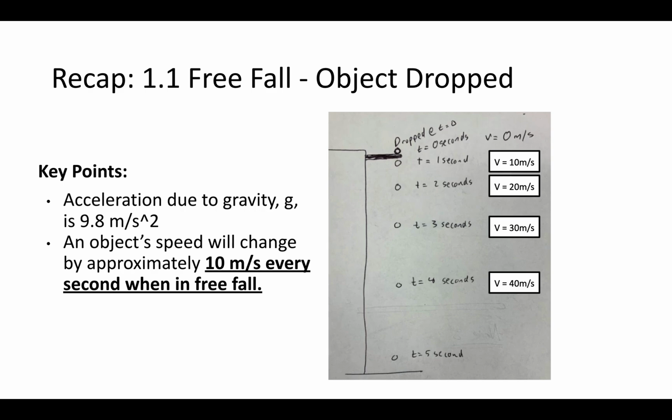All right, and so in this case, our acceleration due to gravity is 10 meters per second every second, if we're in free fall, in the absence of air resistance. All right, so our final one is going to be a speed of 50 meters per second. We're increasing by 10 meters per second every second as a result of the acceleration due to gravity.